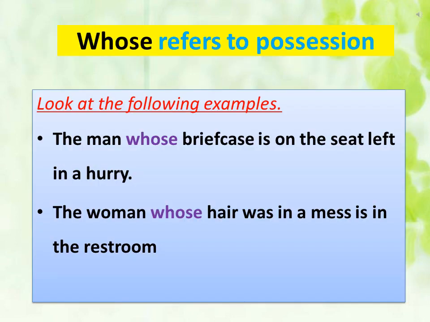Now let's move to the third relative pronoun whose. Whose refers to possession. يعني كتشير للملكية. ملي كنمشيو لشي حاجة ديال شي شخص ولا شي ديال شي واحد. Okay. So look at the following examples.